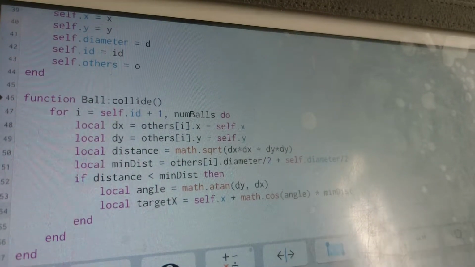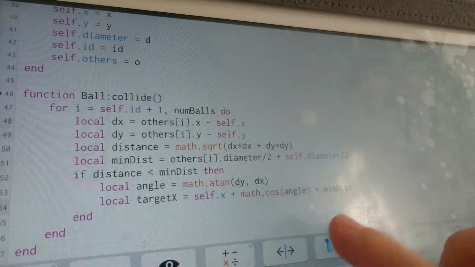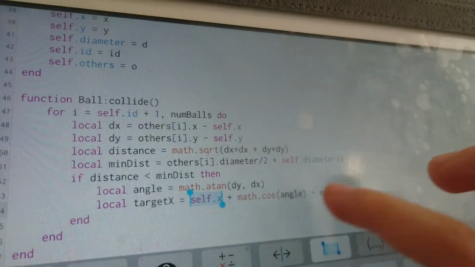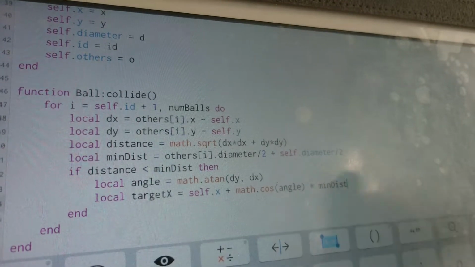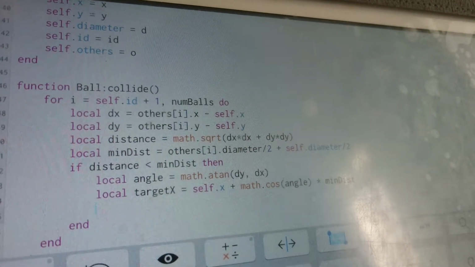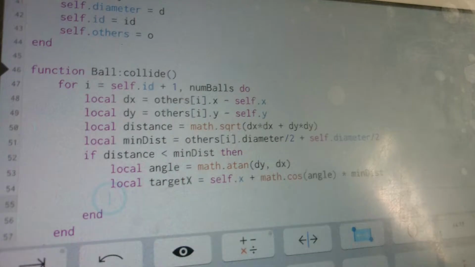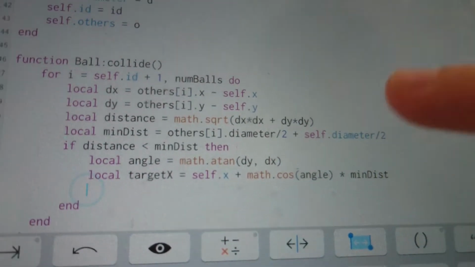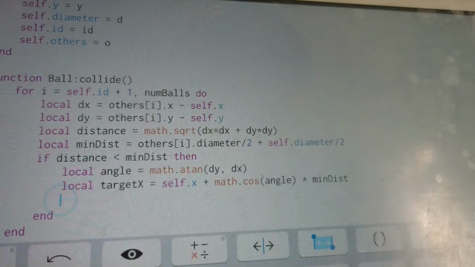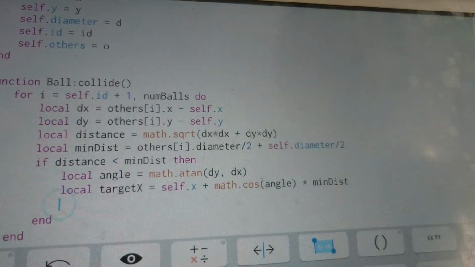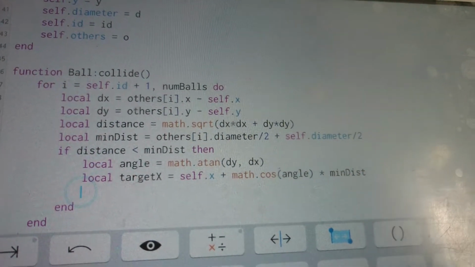Think of this as like a polar coordinate relative to self dot x, right? If you wipe out self dot x, minimum distance times cosine of the angle, the radius is minimum distance, and the angle is angle. Great. So now let's do the same thing for y.